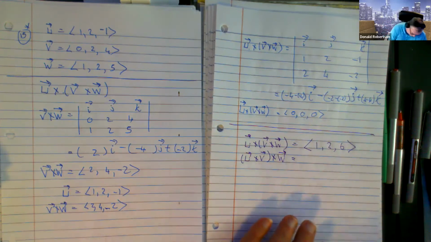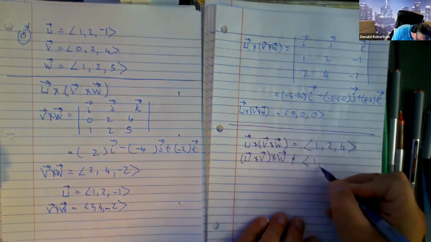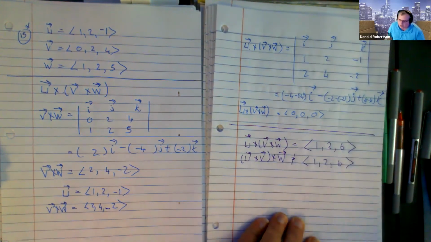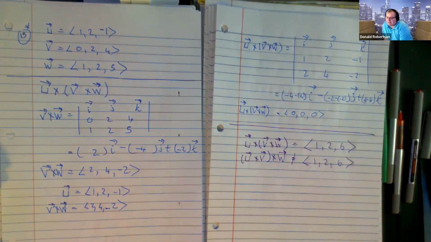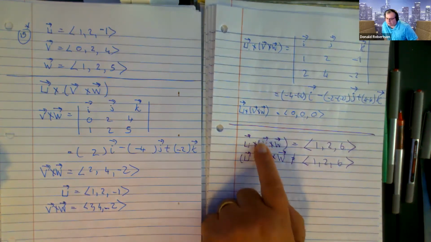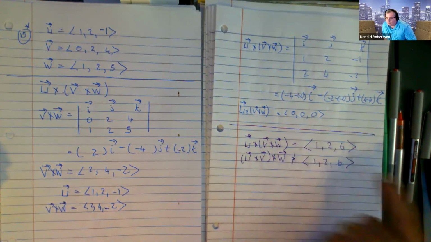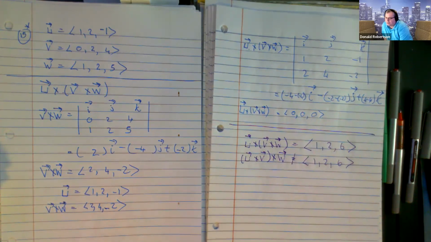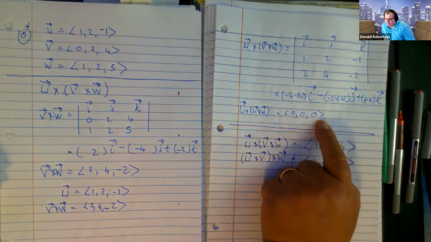But the answer is that they're not equal. They're not even the negatives of each other. If you did this with a random combination of vectors, pick any u, v, and w you like, do this calculation, then do that one. These two answers won't have anything typically in common unless you got really unlucky and got a zero vector.